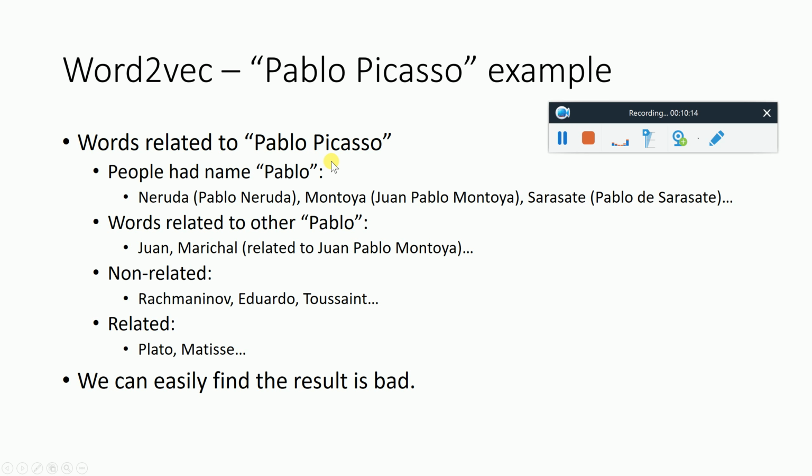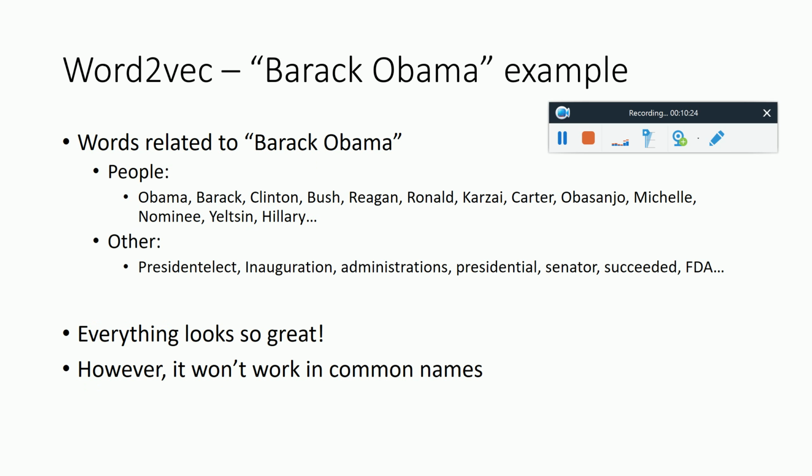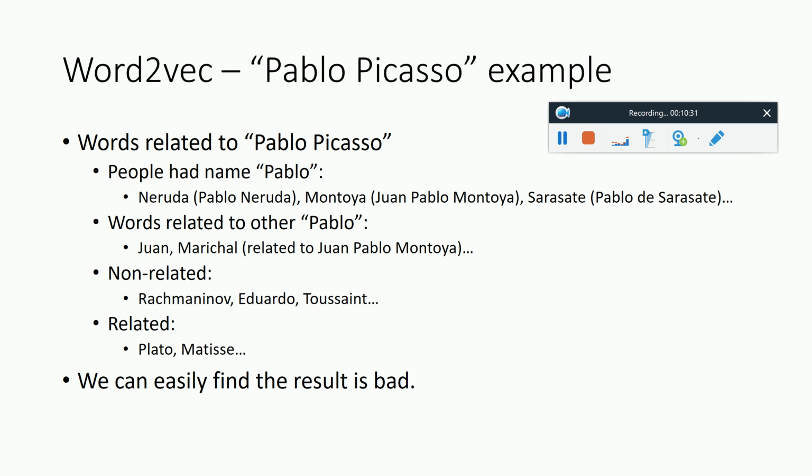So here I want to show that word2vec has some problems when other people have the same name. Barack Obama works well because both Barack and Obama are not common words. However, we can find that when Pablo is a common word, Pablo Picasso will recommend useless words, related to other Pablos, or just non-related words.